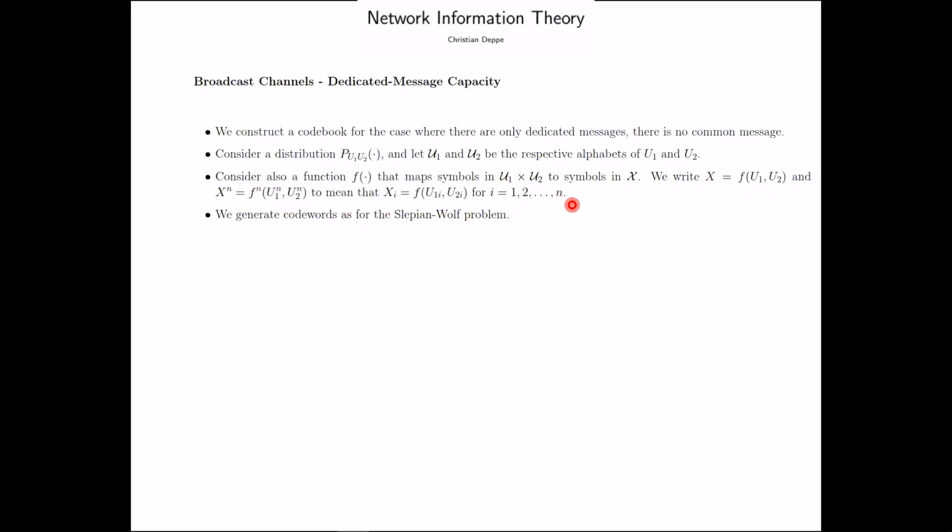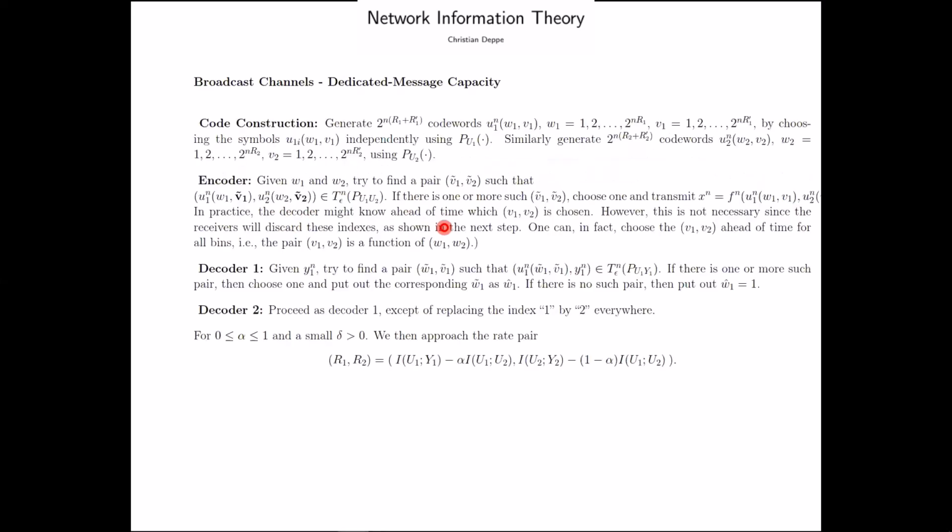So we use a bigger alphabet instead of directly creating a random codebook on the normal alphabet. We just use the alphabets U1 and U2 and create the codebooks. So we do it somehow like for Slepian-Wolf. So here it's in more detail.